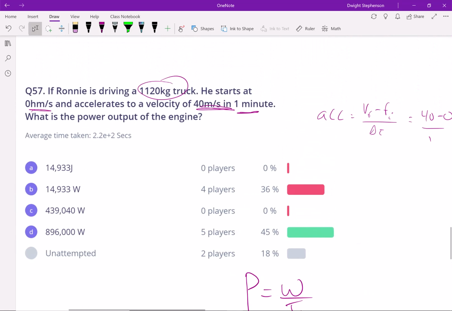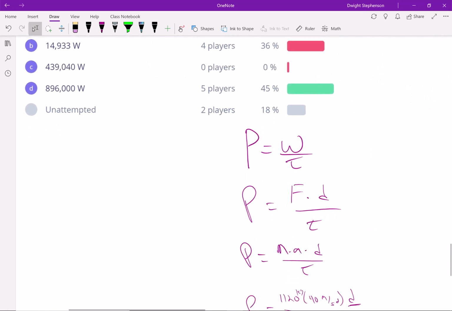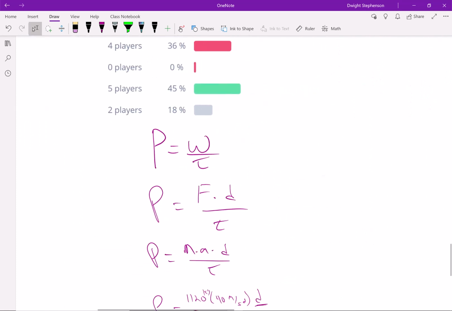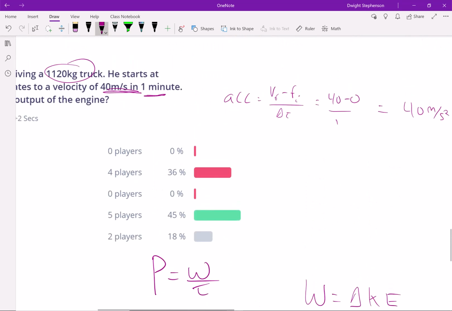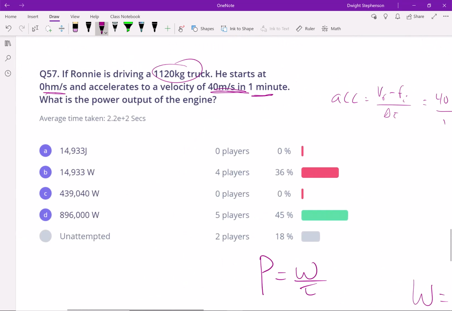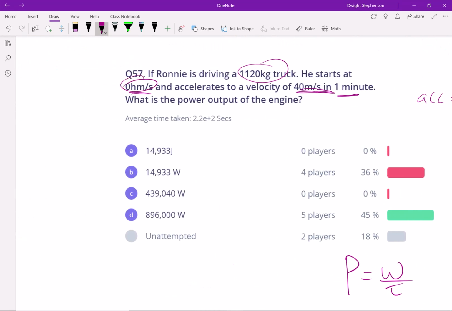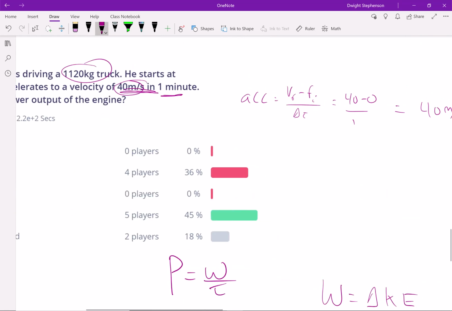So one other way we can think about this is, if you remember work, another definition of work is change in kinetic energy, right? So work and change in kinetic energy is the same thing. So if we think about, okay, how much kinetic energy did he have when he started? Well, he was moving 0, so that means 0 kinetic energy.